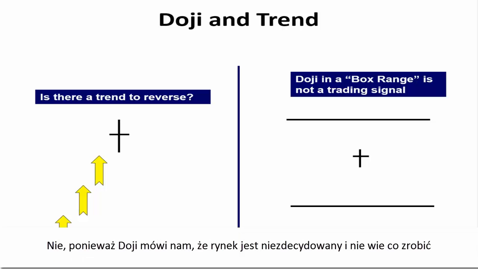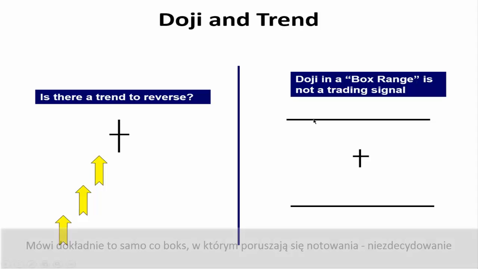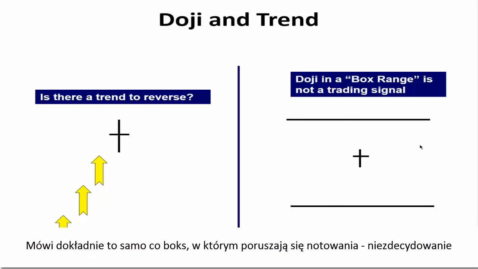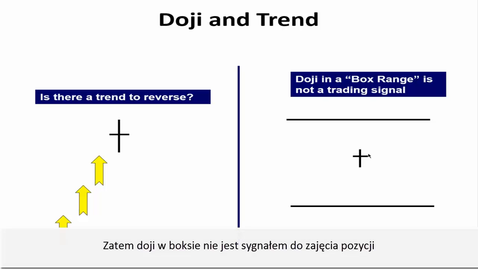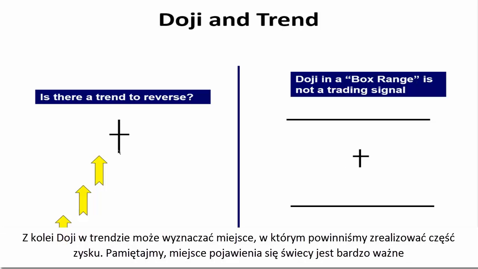No, not really, because the doji is telling us the market's undecided. It doesn't know what it wants to do. But so is the box range, right? It's a confused market. It doesn't know what it wants to do. So a doji in the middle of a box range is really not a trading signal. A doji after a rally could be viewed as a time to take some profits or be short.